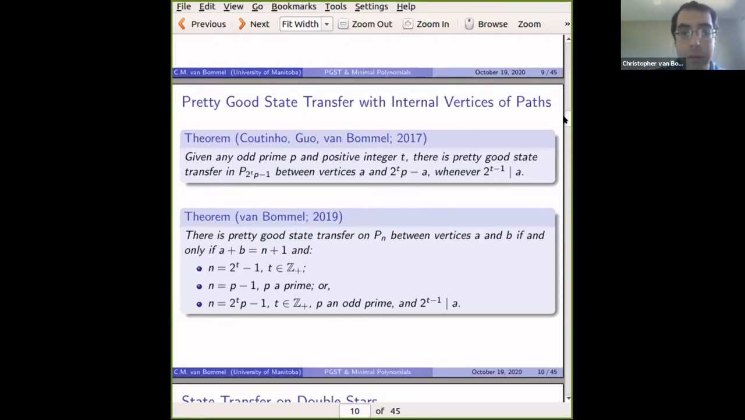And then later on, I was able to show that that's the only additional family on paths that gives you pretty good state transfer, and we can rule out the possibility of pretty good state transfer on internal vertices in other lengths.